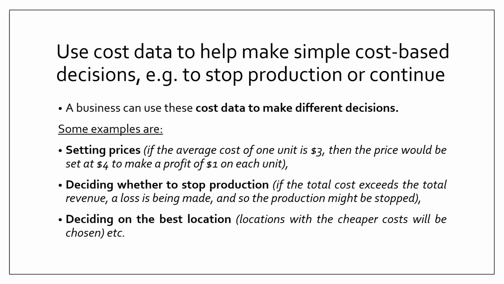Number two, deciding whether to stop production. If the total cost exceeds the total revenue, a loss is being made, and so the production might be stopped. Number three, deciding on the best location. Locations with the cheaper costs will be chosen.